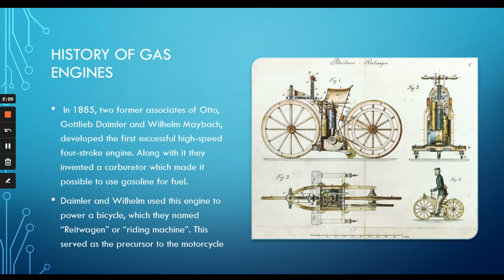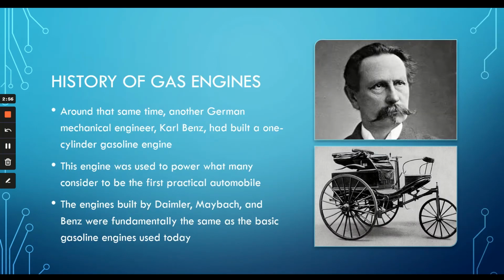In 1885, two former associates of Otto, Gottlieb Daimler and Wilhelm Maybach, developed the first successful high-speed four-stroke engine. Along with it, they invented a carburetor, which made it possible to use gasoline for fuel. Daimler and Maybach used this engine to power a bicycle, which they named Reitwagen, or riding machine. This served as the precursor to the motorcycle. To the right, you will see the Reitwagen blueprint.